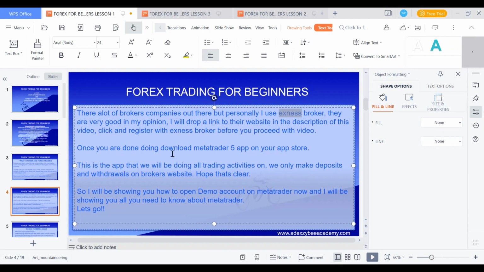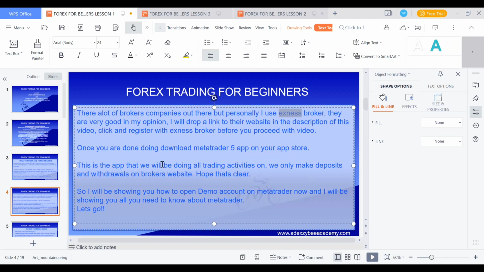Once you are done, download MetaTrader 5 or 4, any one you want. 5 is the latest, so that's what I use, because some brokers don't allow 5, some just allow 4. But for now, let's just stick to 5. Since you are using Exness broker, Exness allows MetaTrader 5. So you download the MetaTrader 5 app on your app store. If you are using an Apple iPhone, you go to the Apple App Store and download it from there. If you are using Android, you go to the Google Play Store and download it from there.